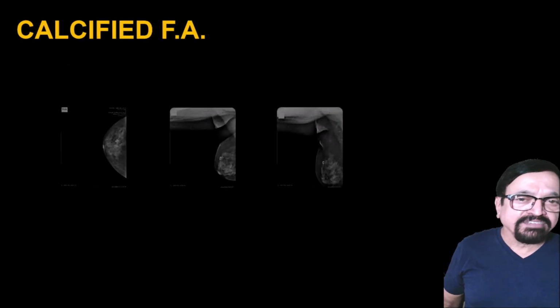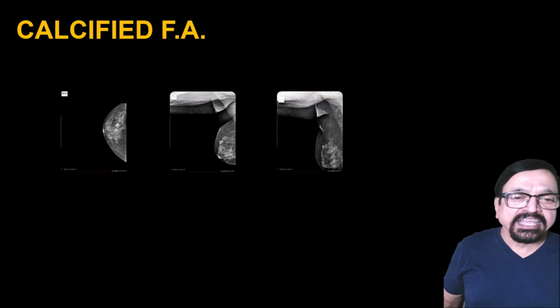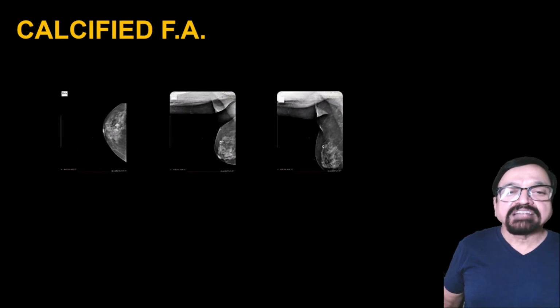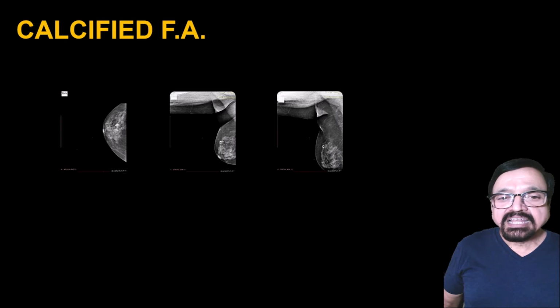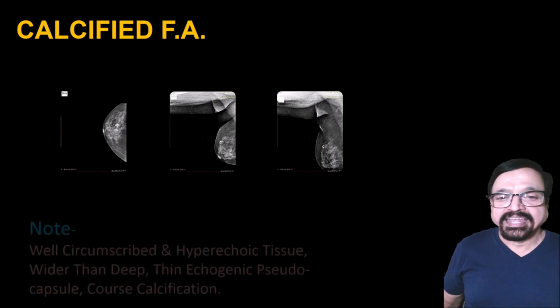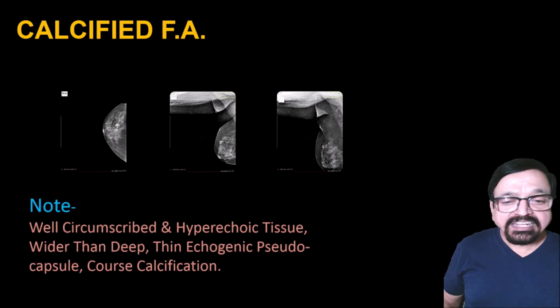Now what is a calcified fibroadenoma? Here you are seeing the calcifications, they are very, very typical, and usually they occur around menopause. So as the fibroadenoma advances after the menopause, usually they calcify. So note the well circumscribed hyperechoic tissue, wider than deep, with a thin echogenic pseudocapsule and coarse calcification.